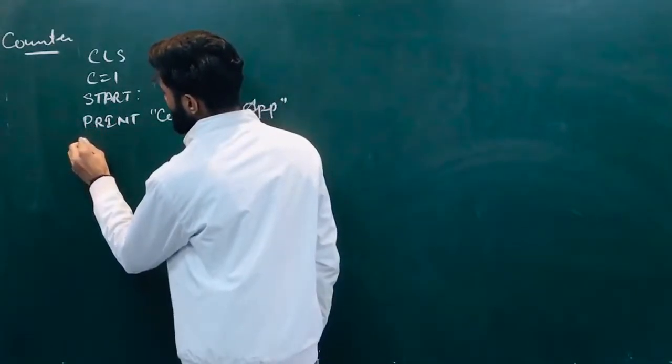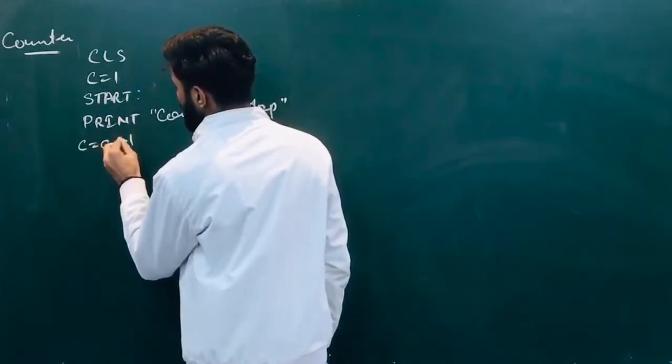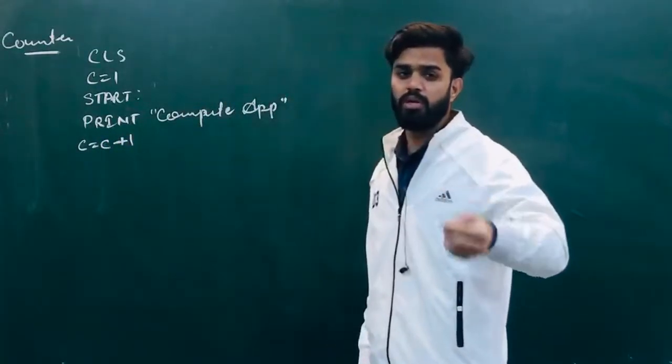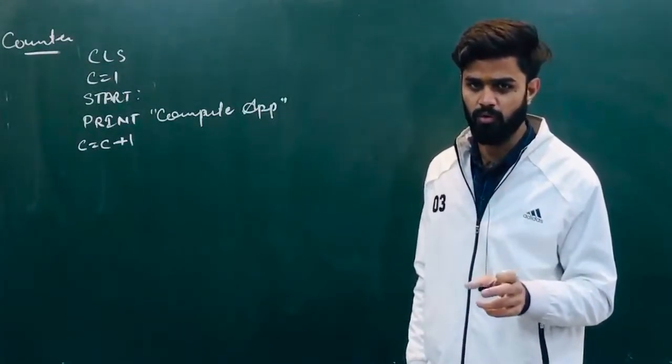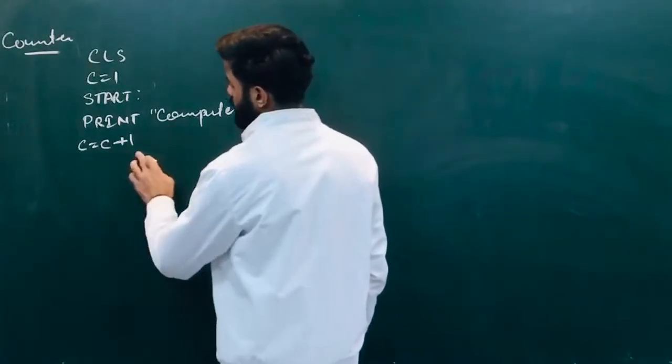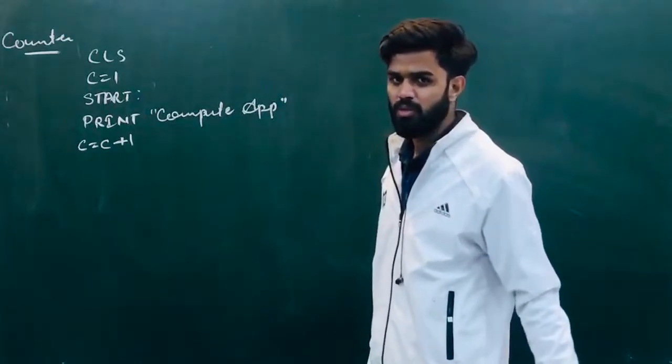After this, C equal to C plus 1, because we need to increment our variable. Without incrementing the variable, we cannot count the exact number of times, and this one is our counter method. C equal to C plus 1.